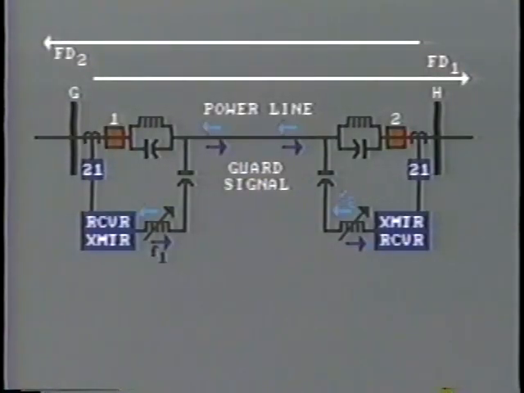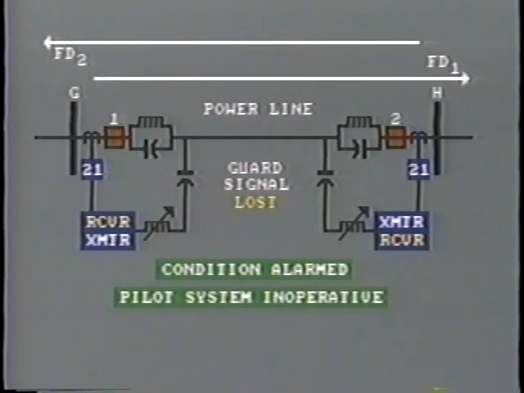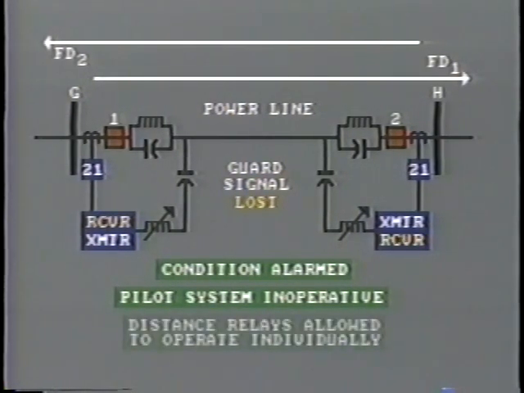This method of communication, utilizing the shift in frequency, has two distinct advantages. First, because the transmitter is transmitting continuously, there is no need for a starter relay to switch the transmitter on. Also, if there is a failure in the communication channel, the loss of guard signal will be immediately recognized at the receiver end. This condition will be alarmed so that the appropriate action can be taken. While this is being done, the pilot relay system will be inoperative, but the distance relays will still be allowed to operate individually.